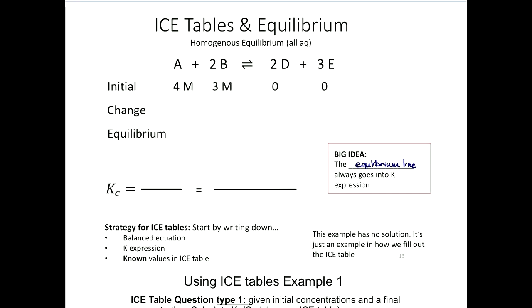So here's a random chemical reaction. Everything here, let's say, is aqueous. So all of these things have a concentration. They're all aqueous.